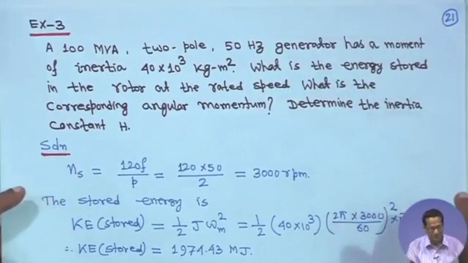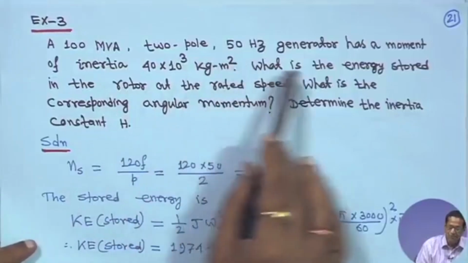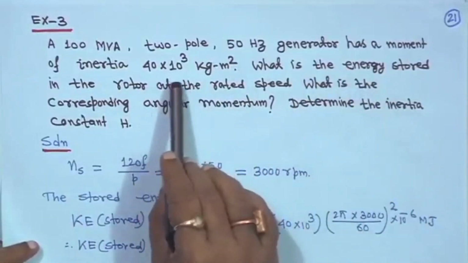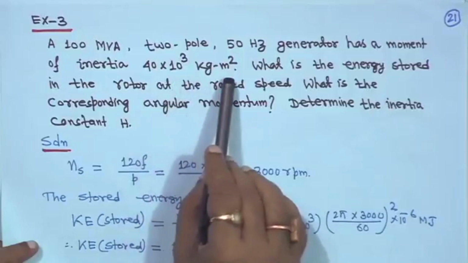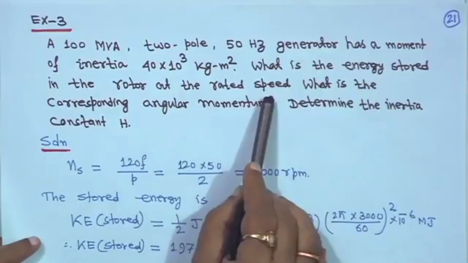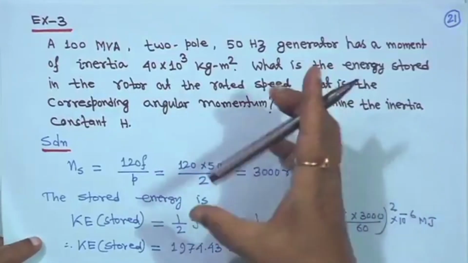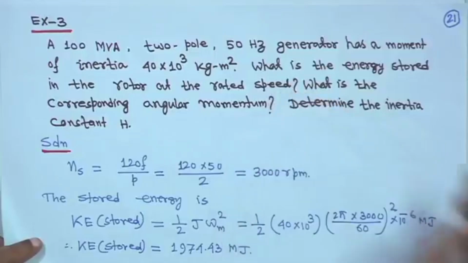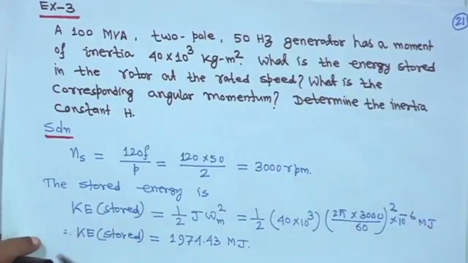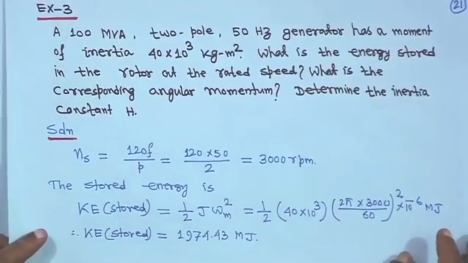So, example 3: a 100 MVA, 2 pole, 50 Hertz generator has a moment of inertia of 40 into 10 to the power 3 kg meter square. What is the energy stored in the rotor at the rated speed, what is the corresponding angular momentum, and determine the inertia constant H. These three things you have to find.